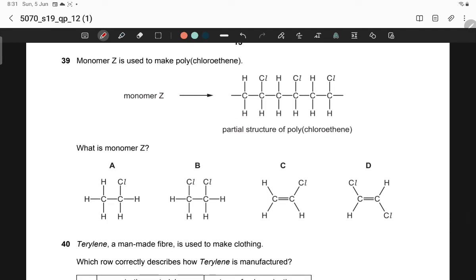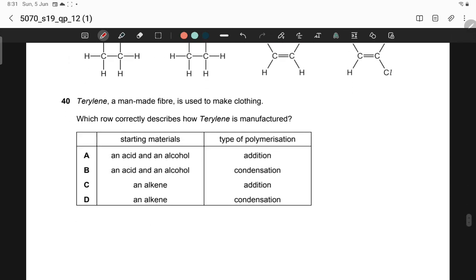Question number 39. Monomer Z. What would be the monomer? C is the correct option. Terylene, a man-made fiber, is used to make clothing. Which row correctly describes how terylene is manufactured? An acid and an alcohol, addition reaction. An acid and an alcohol, condensation. So B is the correct option.